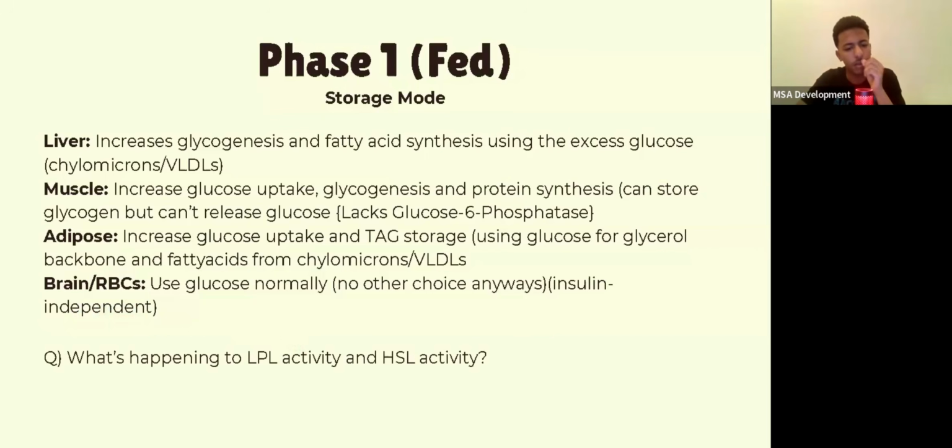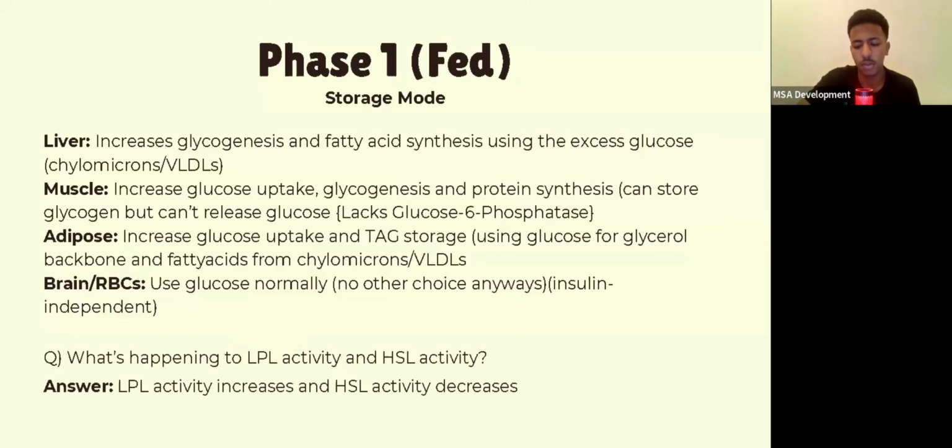Now, question. What's happening to LPL activity and HSL activity in phase 1? 3, 2, 1. Okay. Remember we said phase 1 is insulin dominated. Insulin is high, glucagon is low. So the effects of insulin are going to take place. And we said insulin decreases HSL activity and it increases LPL activity because we don't want to break down fats. Instead, we want to store them. And therefore, this is the answer.